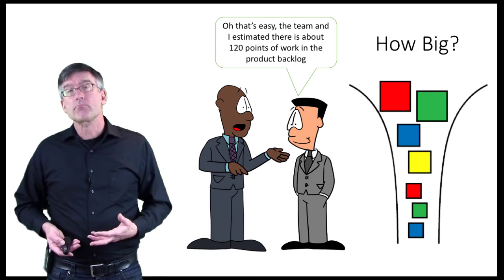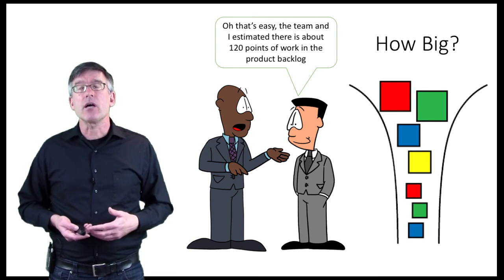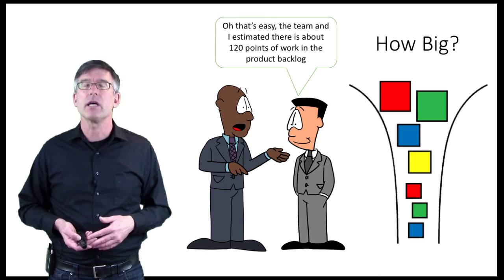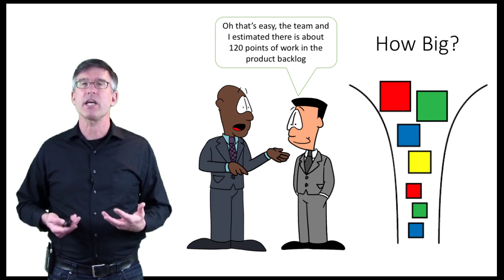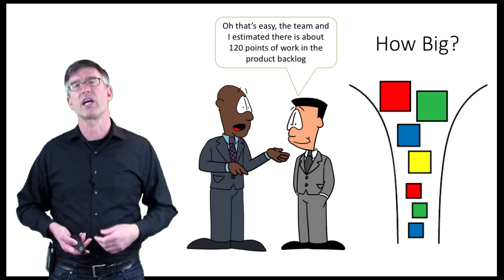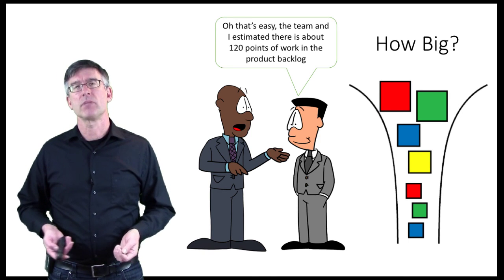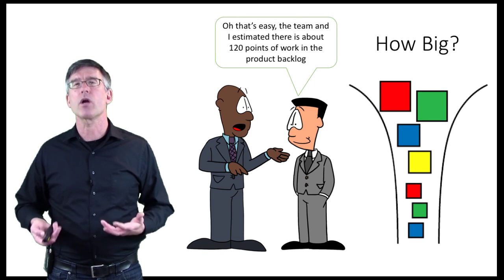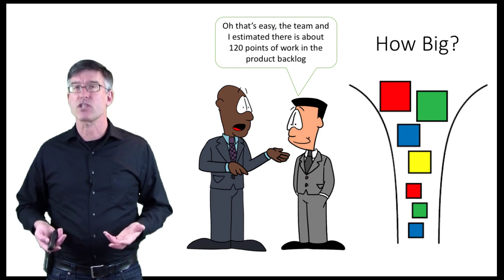So now, when the product owner comes and asks our business analyst, how much work is there in the backlog, he's able to provide a quantitative answer and say, yes, there are 120 points of work in our product backlog. And for a lot of people, having a quantitative value for the amount of work in the backlog is a very satisfying answer.